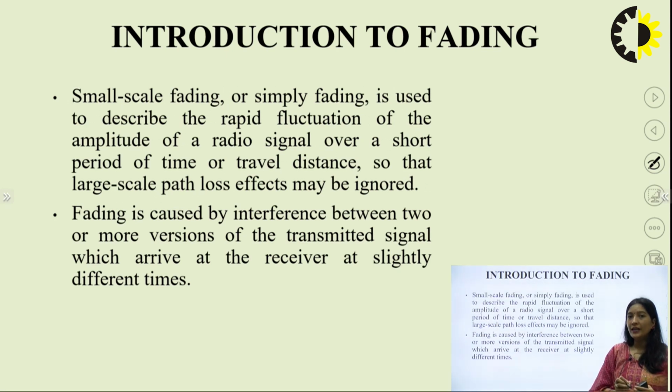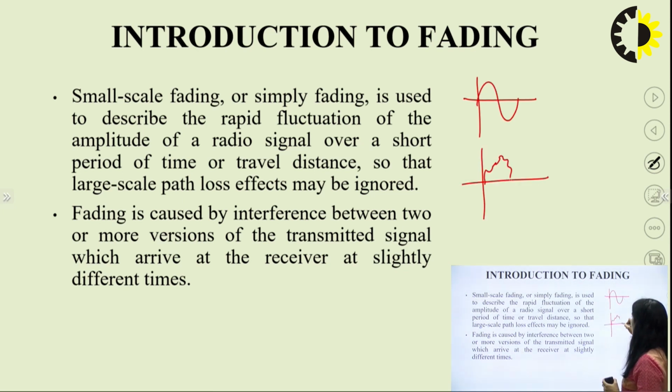Small scale fading, or simply fading, is used to describe rapid fluctuations or changes. Like if we transmit our wave like this, we will find some rapid fluctuations in the signal because of reflection, diffraction and scattering. These rapid fluctuations are known as small scale fading, and they fluctuate the amplitude of the received signal over a short period of time or a short distance. Similarly, we have large scale fading also, which occurs because of large distance.